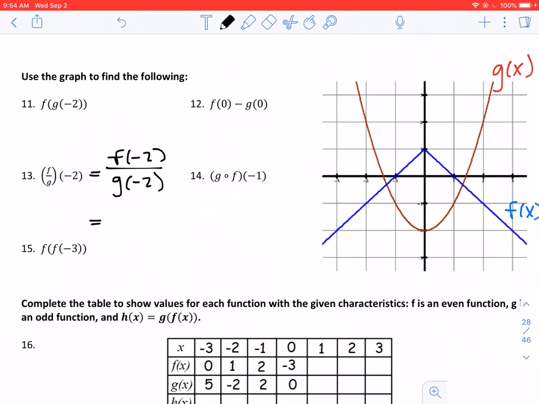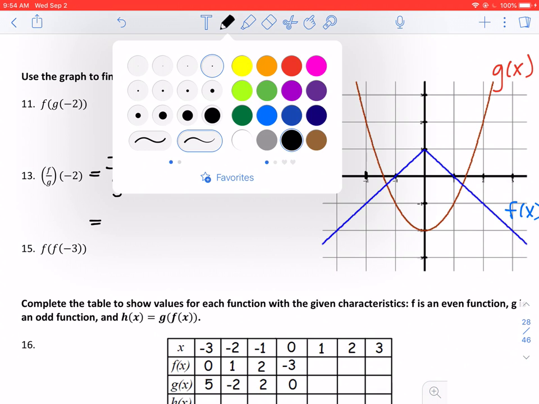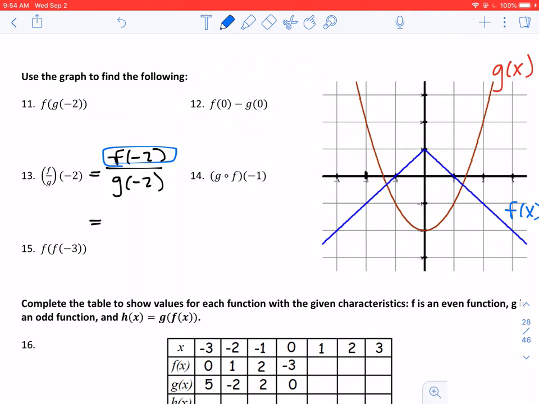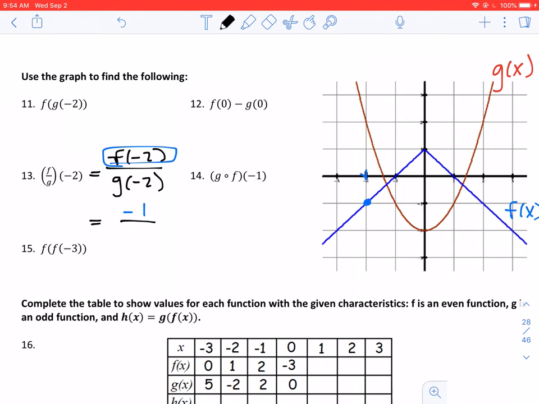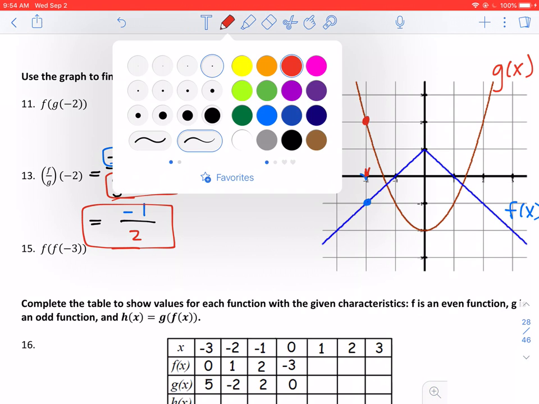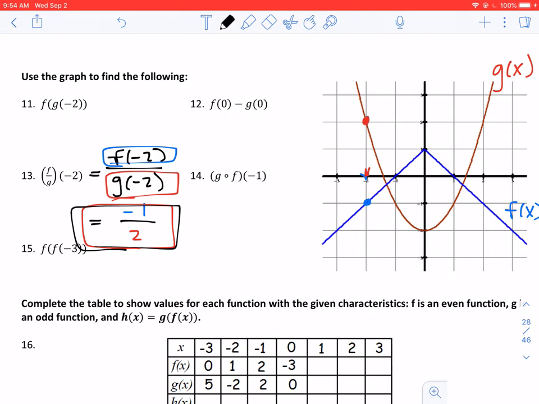So what's f of negative 2? Well, when x is negative 2, use the right color. So what's f of negative 2? When x is negative 2, y is negative 1, over what's g of negative 2? G of negative 2, when x is negative 2, y is 2. So we get negative 1 over 2. Negative 1/2 is f divided by g of negative 2. Cool.